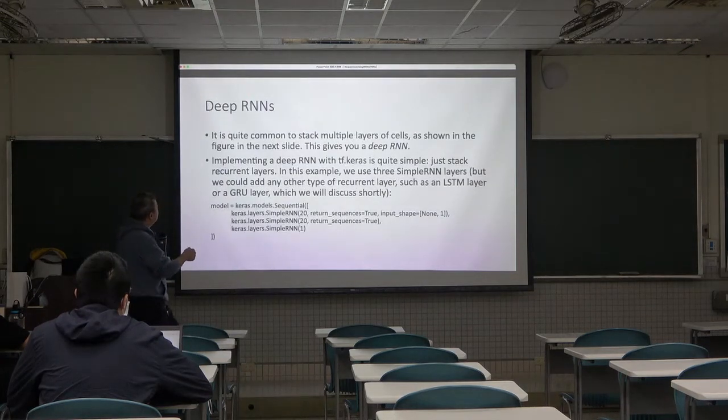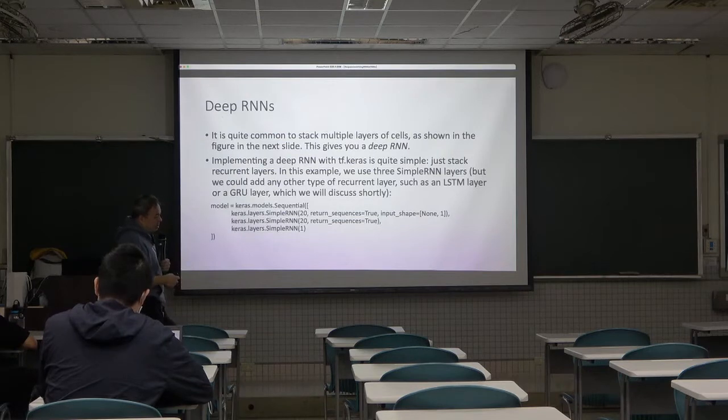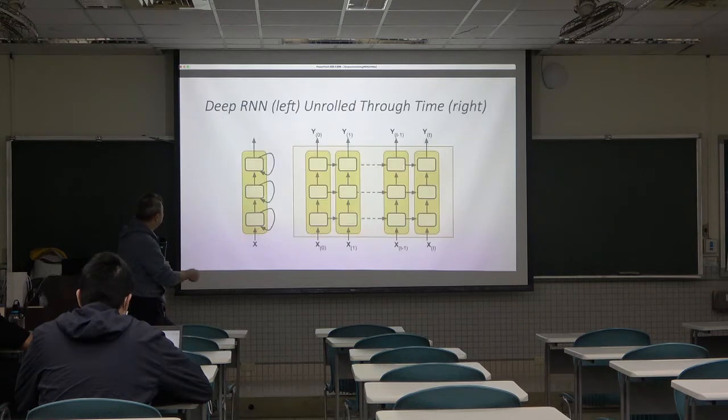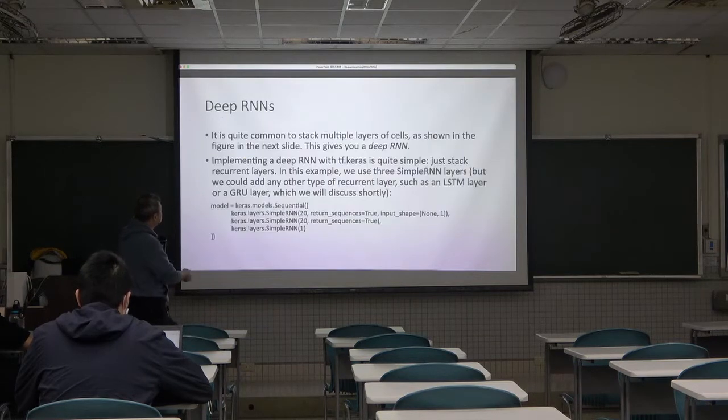So now it comes to the multi-layer. It's quite common to stack multiple layers of cells. As shown in the next figure, we call this a deep RNN. This one. In Keras, in tf.keras, it's very simple. Just stack recurrent layers, just like this.